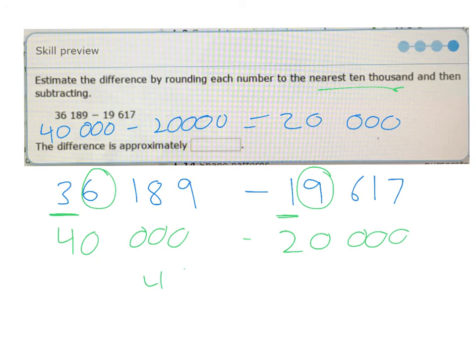And then you can just do the math. If you need to, line it up. Minus 20,000, 0 minus 0, 0, 0, 0, 4 minus 2, 20,000.